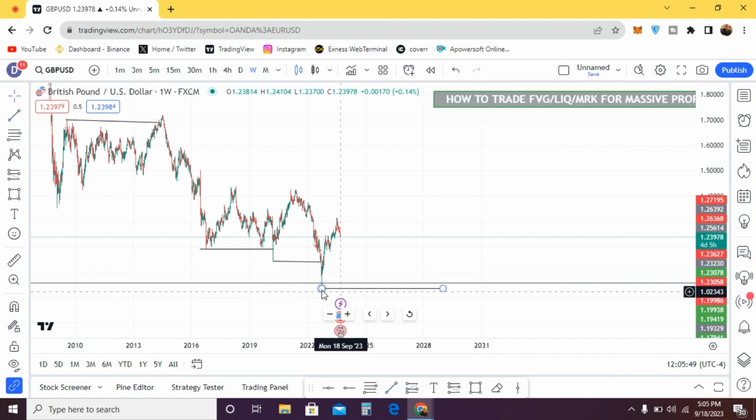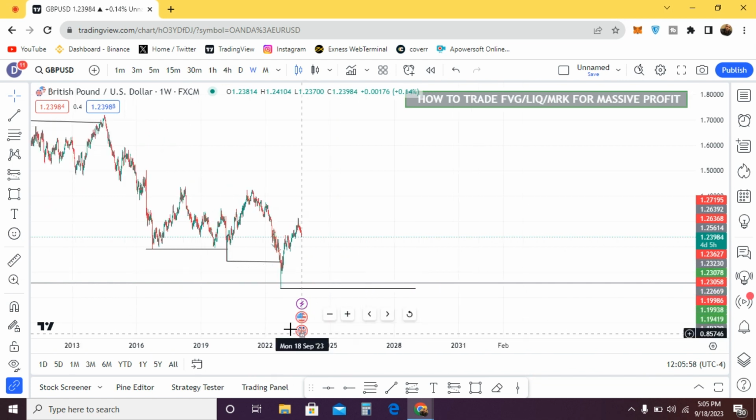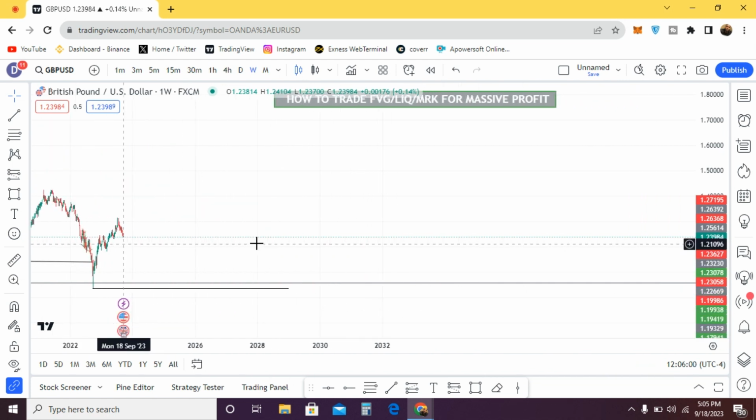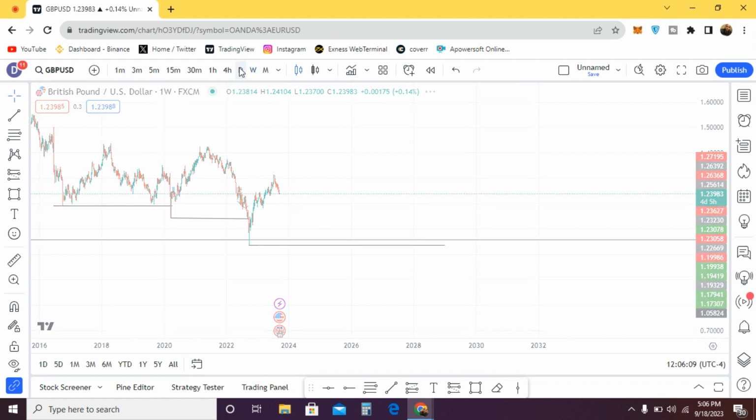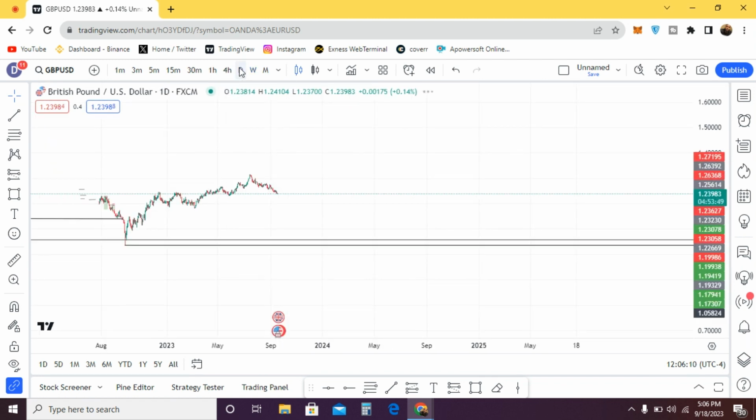So you see that we now have a downside liquidity over here. Then the market took out this previous liquidity. Then it went back to target the upside liquidity. Where's the upside liquidity? At this point over here. So we now see that. We're still on the 1 week. Let me go back to the daily so that we'll see it more clearly again.